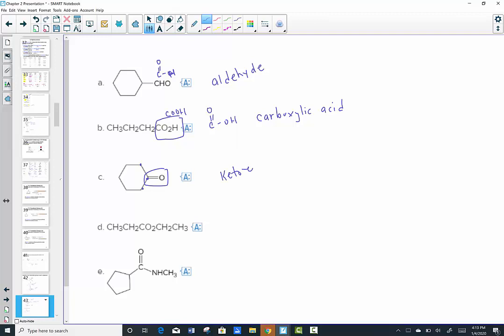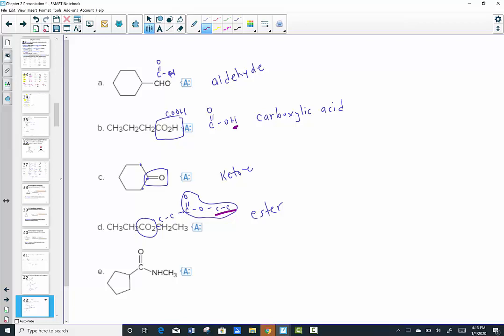Here I have CO2 bonded to another carbon. So keep in mind, that's what it looks like. C double bond O, O, and then it has two more carbons after it. And of course the other side, but this functional group here is known as an ester. Instead of the hydrogen, we have a carbon group. So the carboxylic acid turns to an ester.